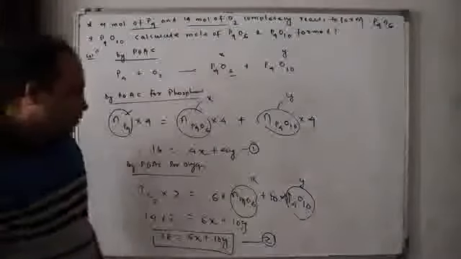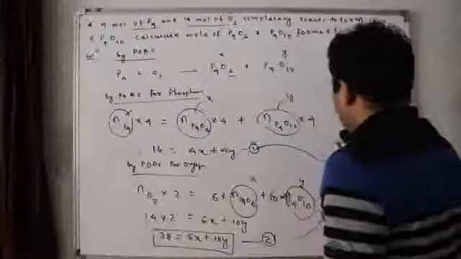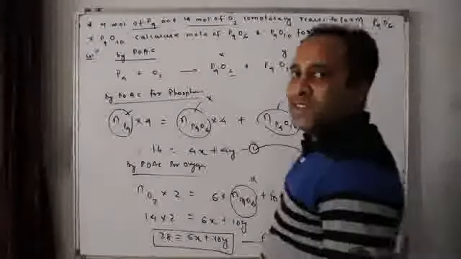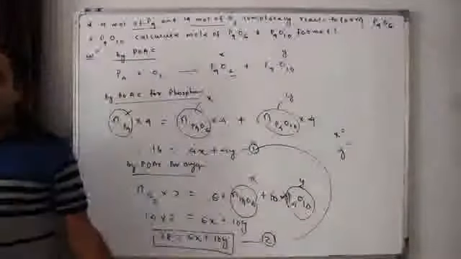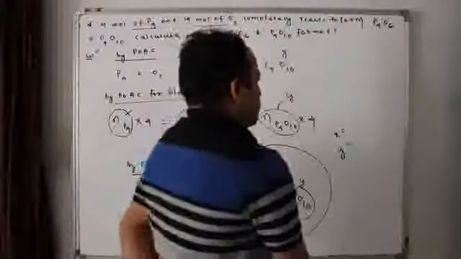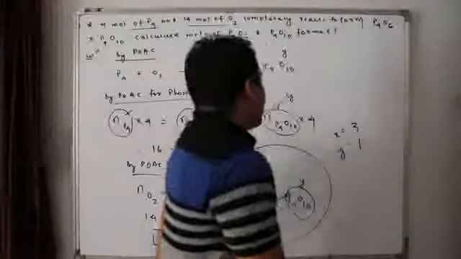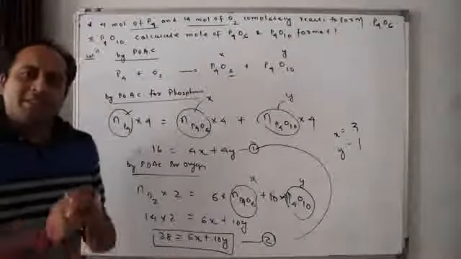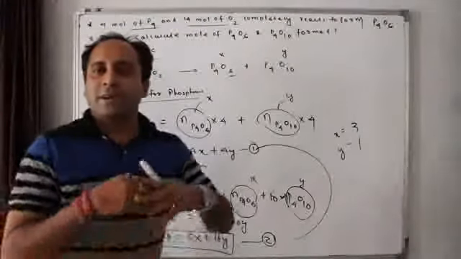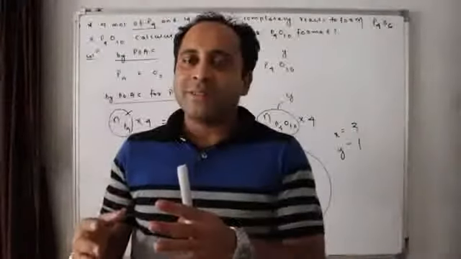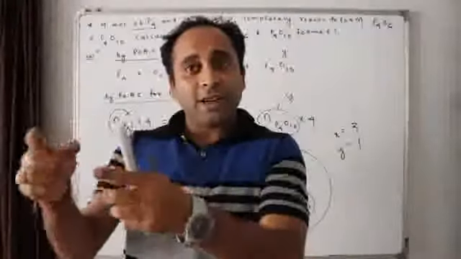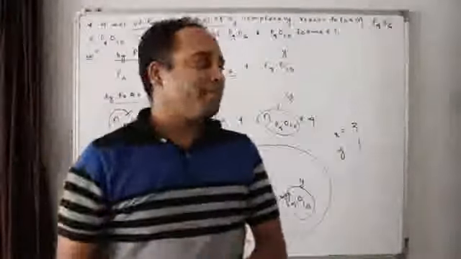Now if you solve both these equations, take your time and solve. X is equal to how much, y is equal to how much? Here x is equal to 3 and y is equal to 1. Got the help of POAC? Easy, simple funda. Find the number of atoms on the left-hand side and the right-hand side. How to find the number of atoms? Number of moles into how many atoms of that element are present in that compound.